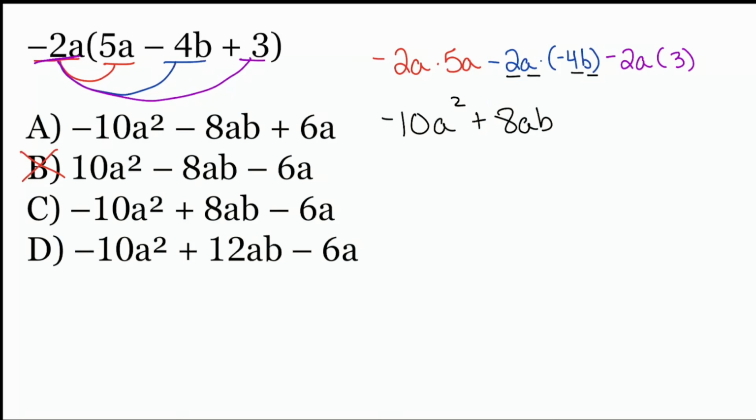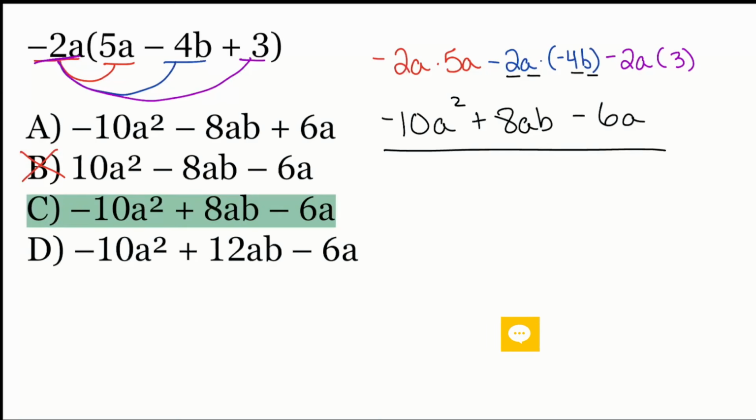We're good. Now, next, we're going to move forward here to the negative 2a multiplied by the 3. Negative times a positive, that's going to give us a negative. 2 times 3, that's going to give us 6. And then we just bring that a that we see right on down. And that's it. There's our final answer. Negative 10a squared plus 8ab minus 6a. So with that, the correct answer here, my party people, is answer choice C. And there we are. Perfect.